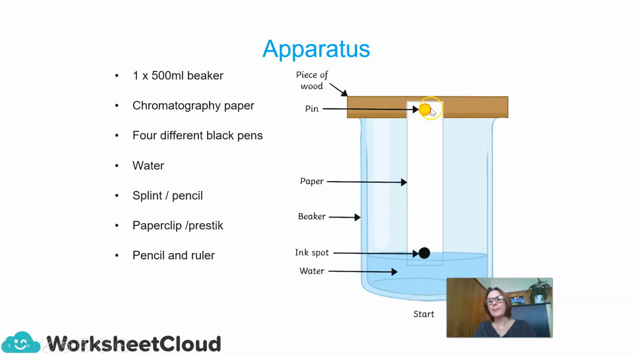This is to pin our chromatography paper onto the pencil or the splint so that it hangs into the beaker as shown in the diagram. We need a paper clip or press stick to attach the paper onto the pencil, and we need a pencil and a ruler, and I'll tell you why now.